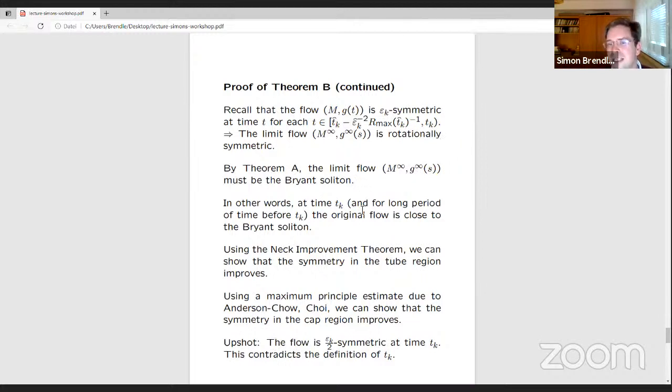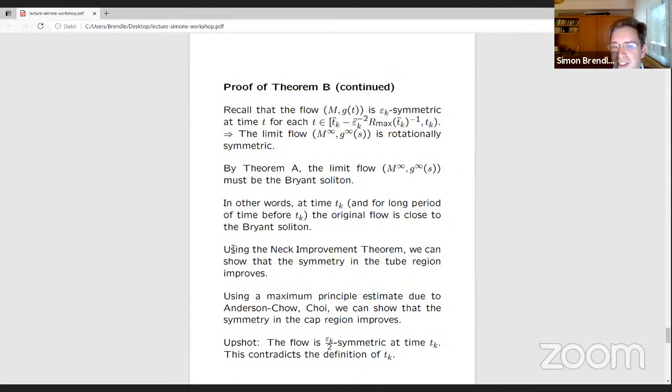And so then you're at this borderline situation where the flow is still epsilon_k symmetric. It's almost the Brendle because it's almost symmetric, but it's about to lose epsilon_k symmetry. Now, what you do is at that time, because you're close to the Brendle, you can prove that the symmetry improves.